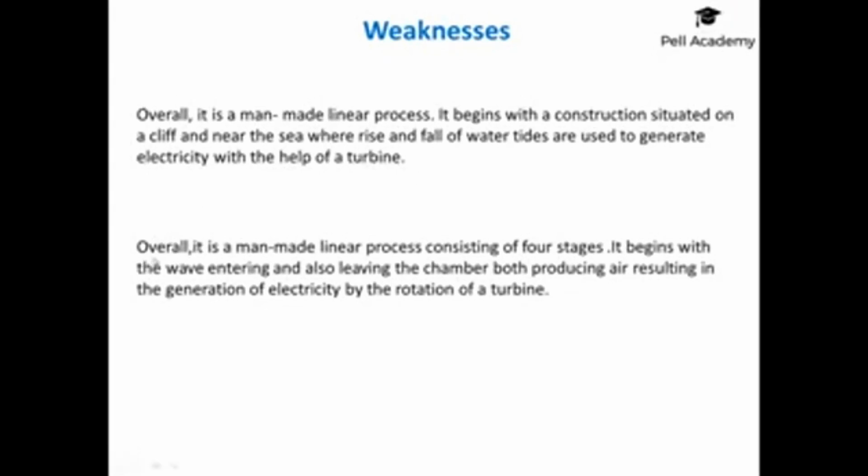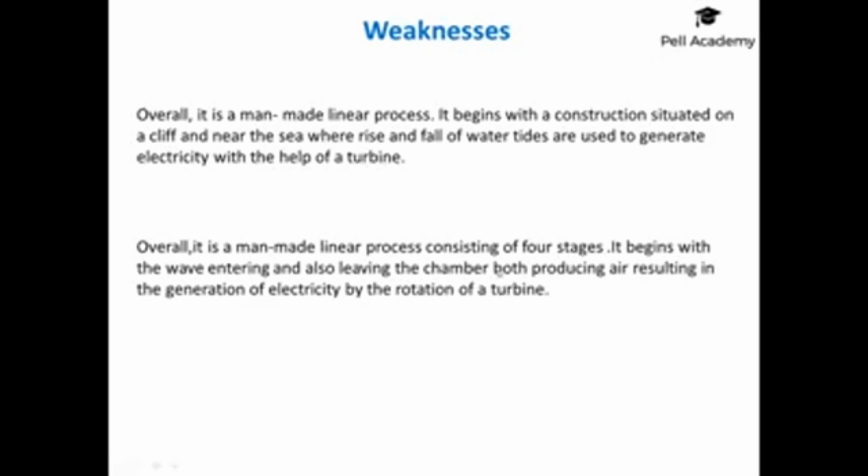The next one here, the second overview. Overall, it is a man-made linear process consisting of 4 stages. Okay, that's fine. It begins with the wave entering and also leaving the chamber, both producing air resulting in the generation of electricity by the rotation of a turbine. I would just say that this producing air or producing air pressure is more in the middle. I wouldn't include that because now you're starting to go into too much detail.